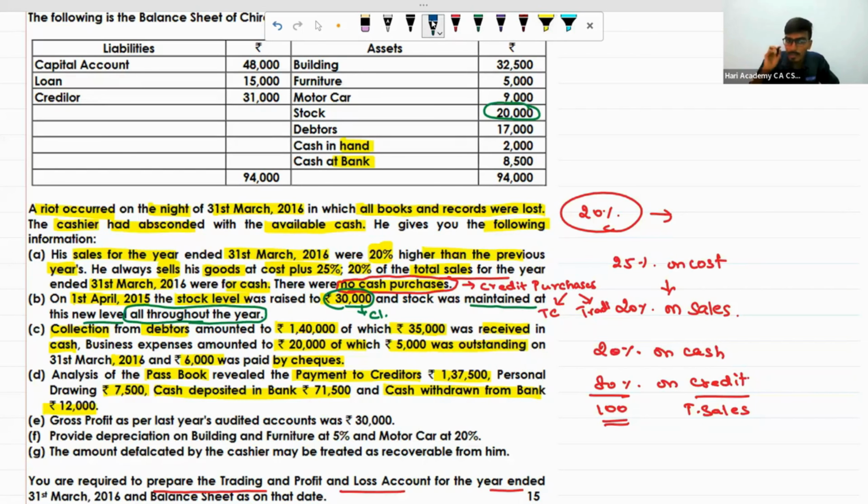Now, I want each and everyone to participate. What is the journal entry for cash deposited in the bank? Please put it in my chat box. What is the journal entry for cash deposited in the bank?